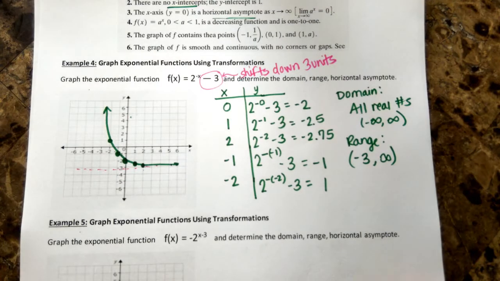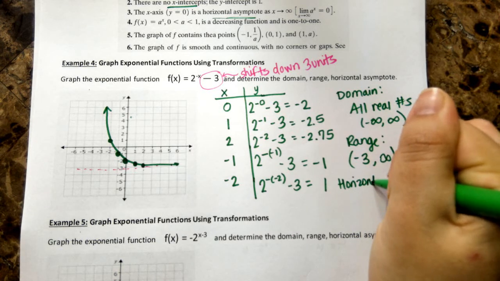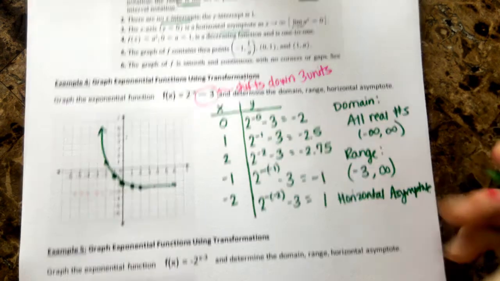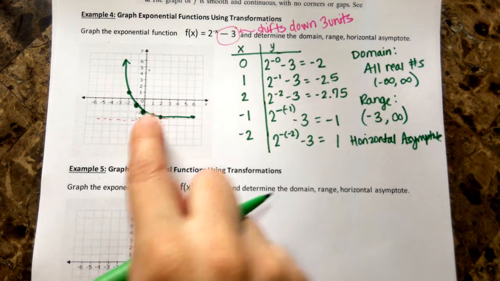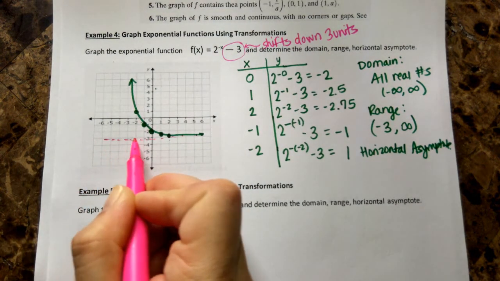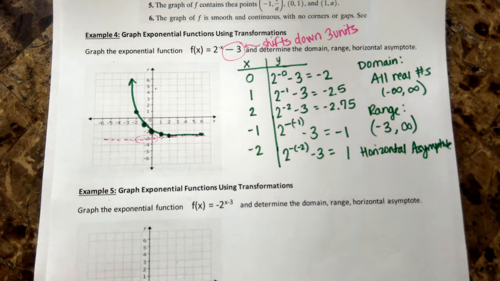Okay. And then lastly, it says to list the horizontal asymptote. Now in the general guidelines up above, the horizontal asymptote was the x-axis. However, this graph was shifted 3 units down, and so the horizontal asymptote is now this horizontal line, which is the line y equals negative 3.